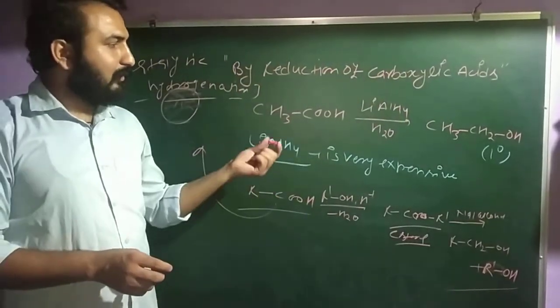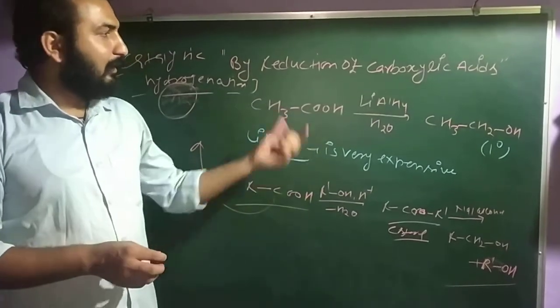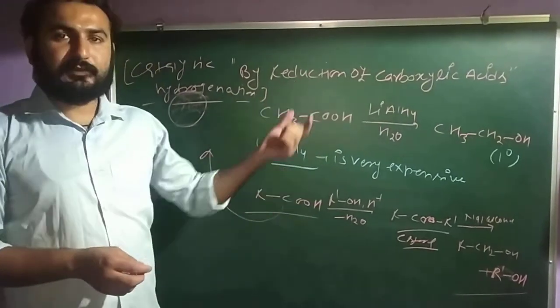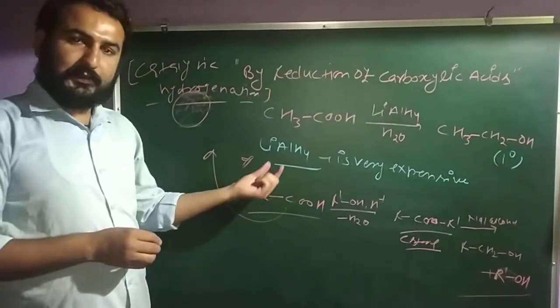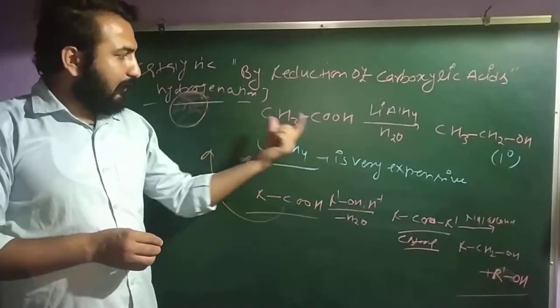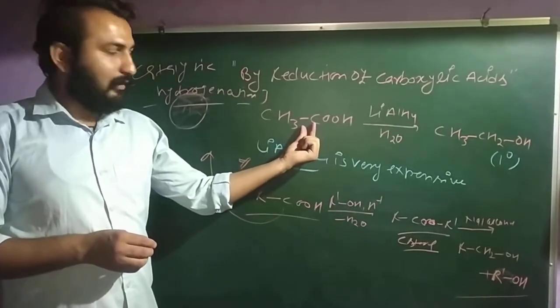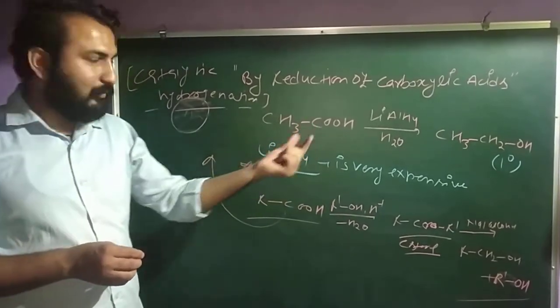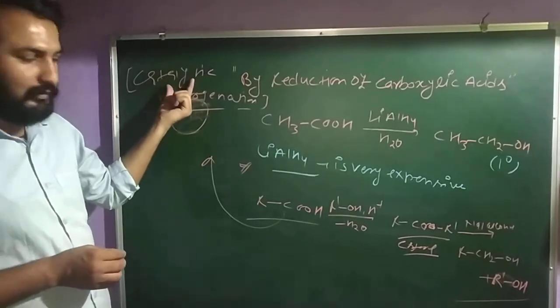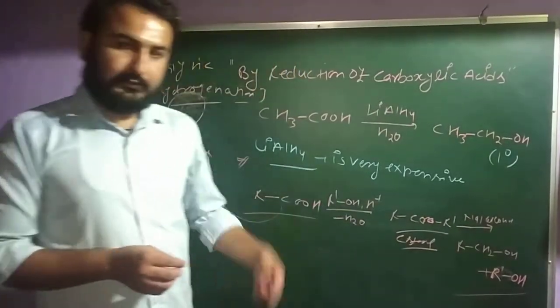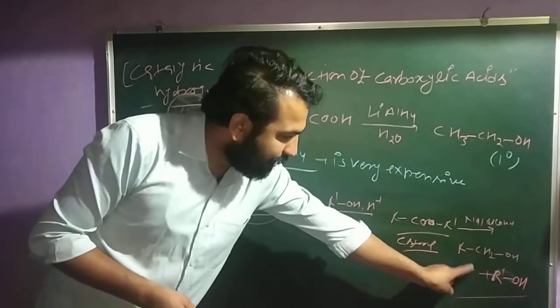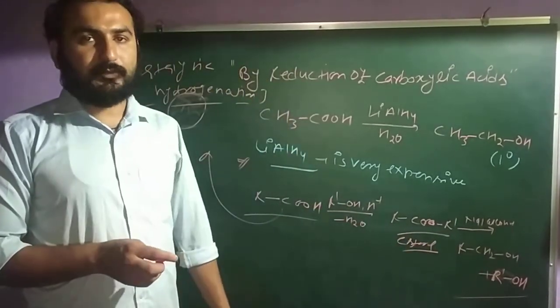So this is your third method to prepare alcohol, from the reduction of carboxylic acid. This is the very small thing to remember: in the reduction of carboxylic acid, we use catalytic hydrogenation to convert it to ester, and then we get the 1 degree alcohol. Clear?